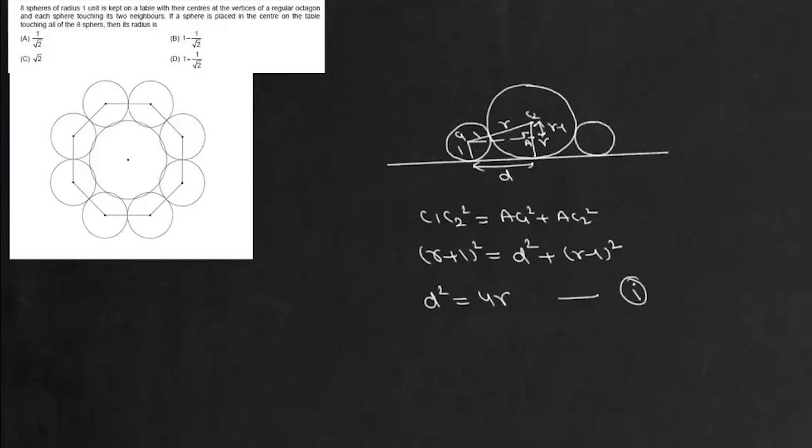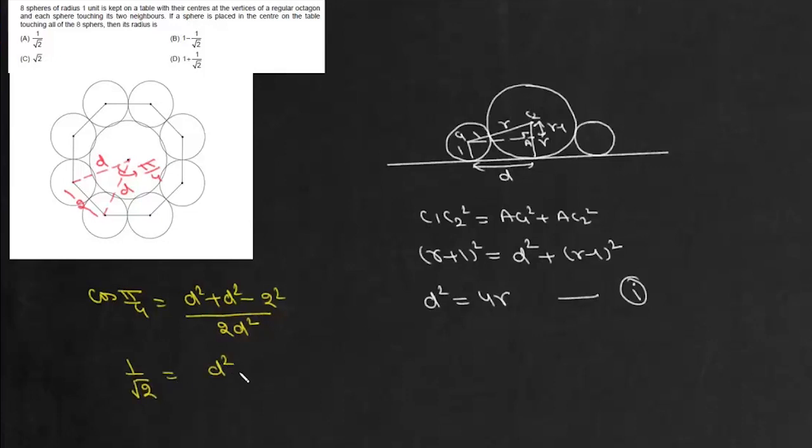Now if we look at this distance D from the top view, then this distance is the distance between the centers. So it is this distance D, and now this length is 1 and 1, 2 units. And this angle is 2π/8, which is π/4. Now we can find D using the cosine rule. We can write cos π/4 will be equal to D square plus D square minus 2 square upon 2D square. So it will be 1/√2 equals D square minus 2 upon D square.